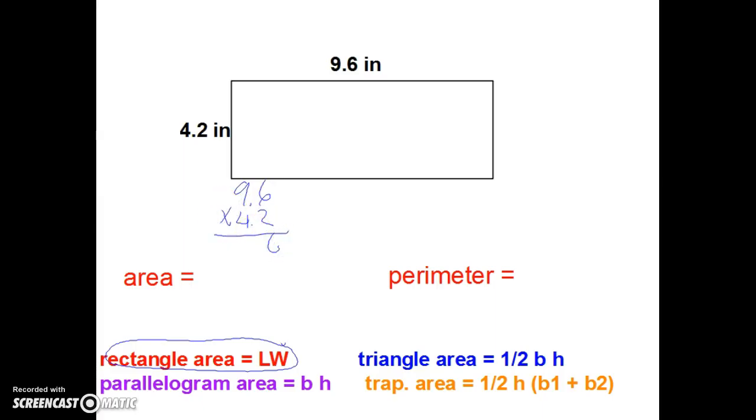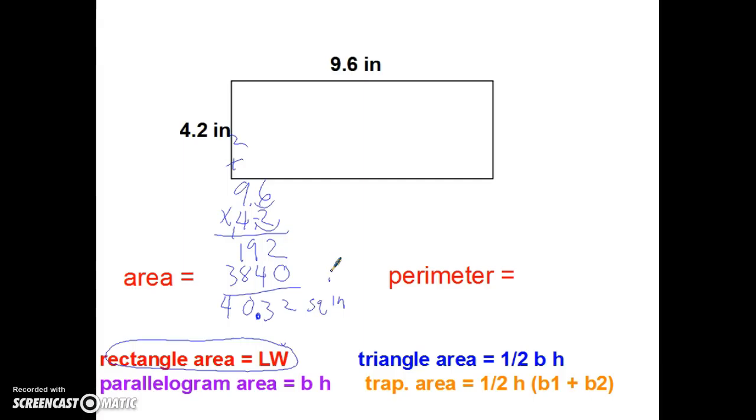12, 18, 19. Marco Polo, 24. Carry my 2, 36, 38. 2, a 3, carry my 1, 0, 4032, and since I went 2 spots with my decimal, I'm going to go 1, 2, 40.32 square inches. Not squinches, but square inches.